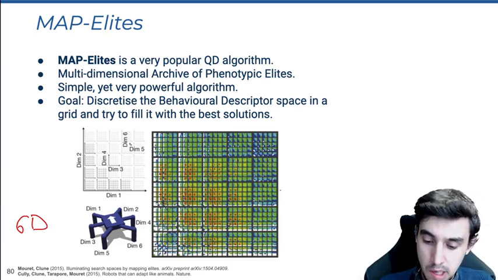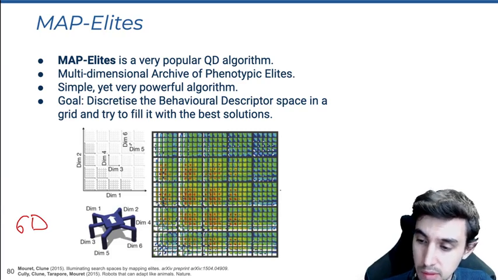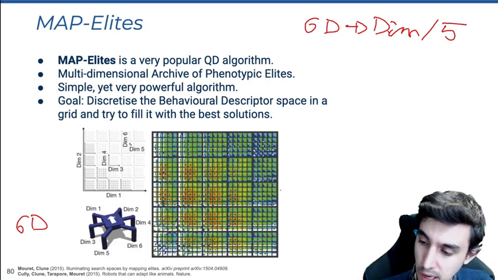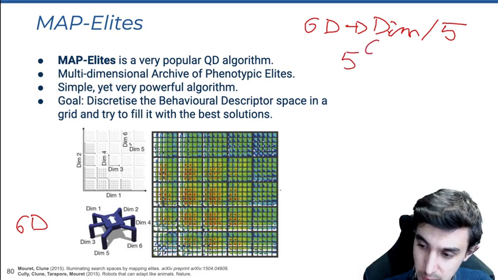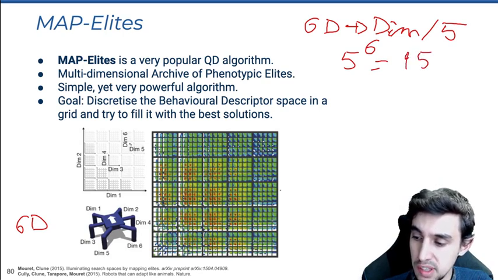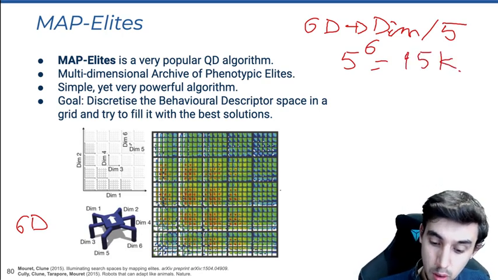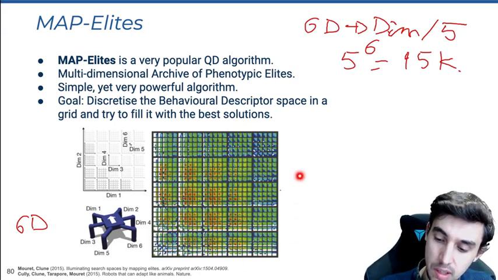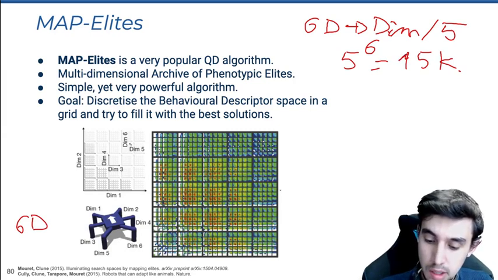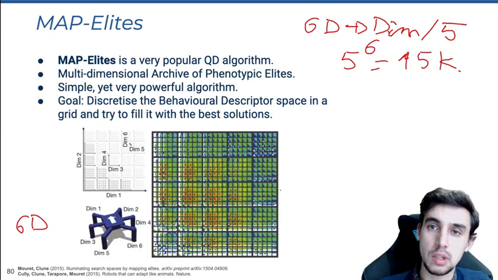So here, the way we discretize the grid is we have 6D, and each dimension is divided into 5 values, and so this means that we have 5 to the power of 6 cells in the grid, which leads to more than 15,000 cells in the grid. So the goal of MapEdit in this case would be to try to fill each of the cells of the grid, in order to find as many solutions as possible, up to 15,000 solutions here.